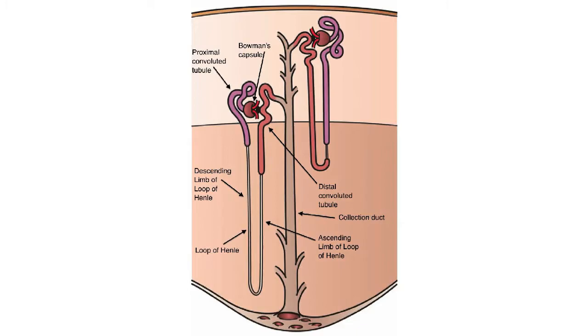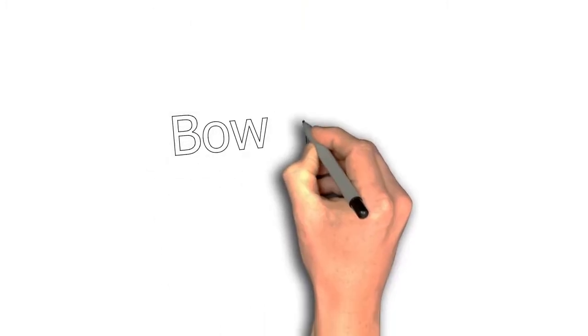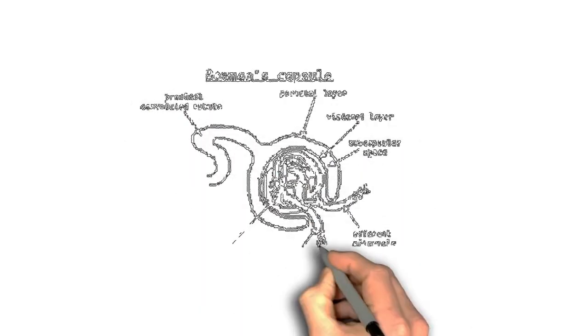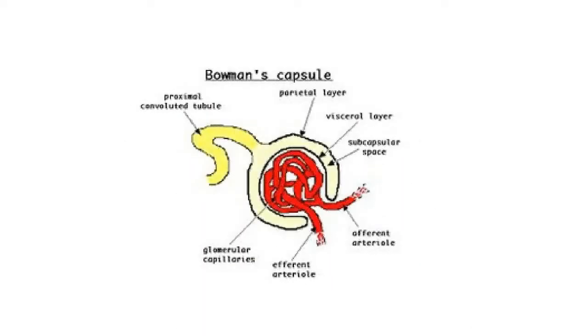So the nephrons of the kidney are responsible for the formation of urine, and each nephron consists of the following parts. The first is the Bowman's capsule. Bowman's capsule, which is present in the cortex region of the kidney, is a double-walled cup-like structure which forms the beginning of the nephron.